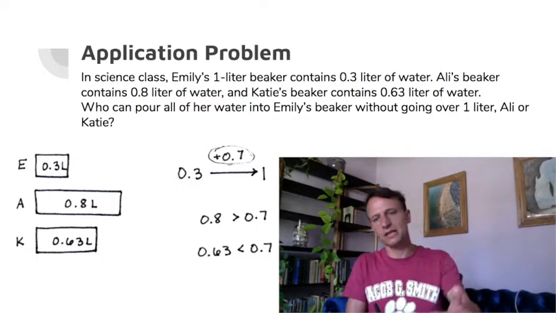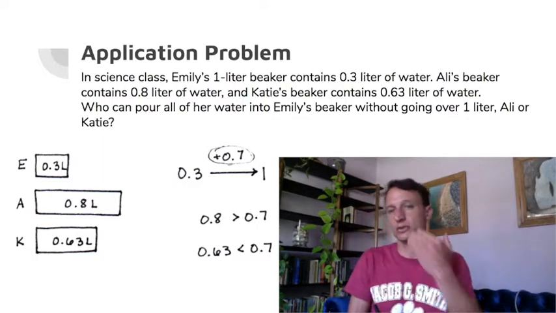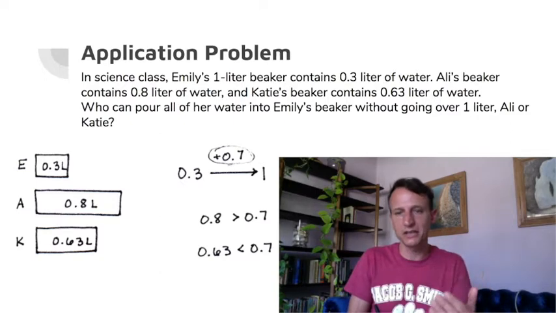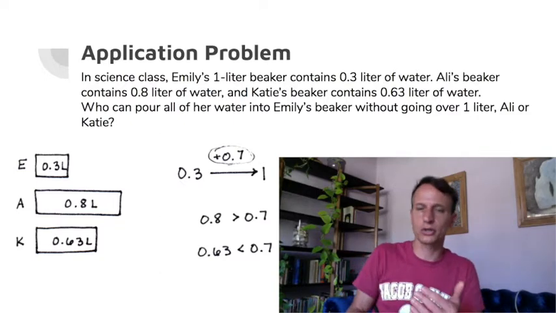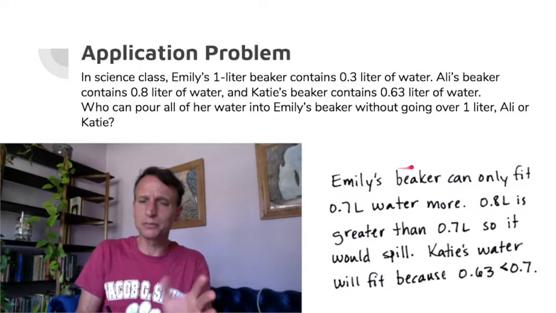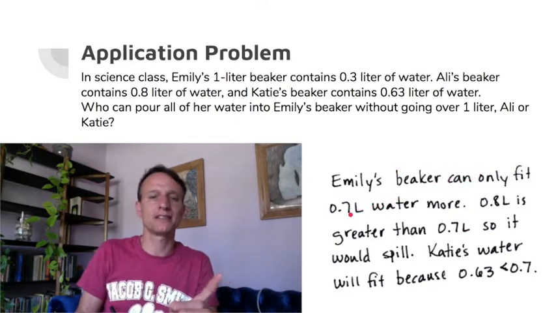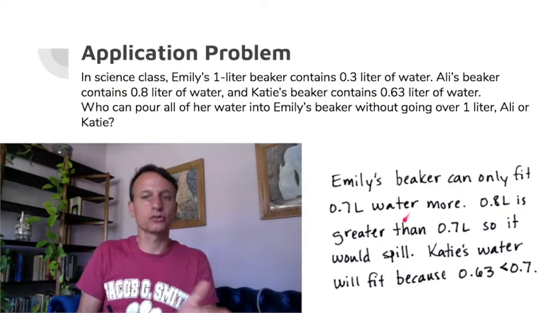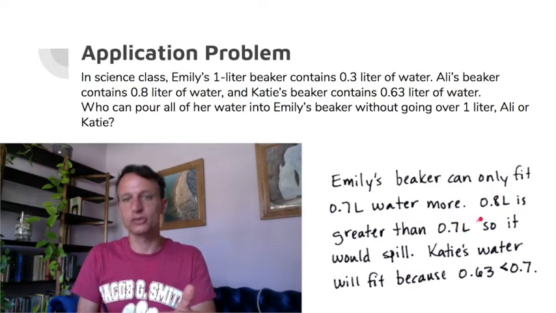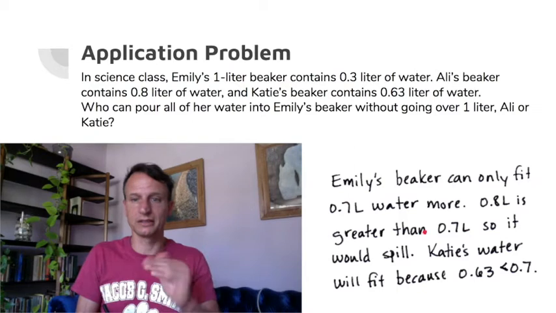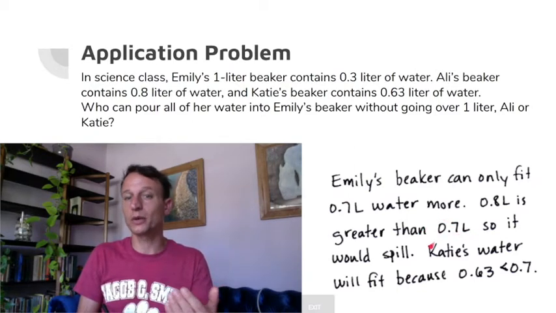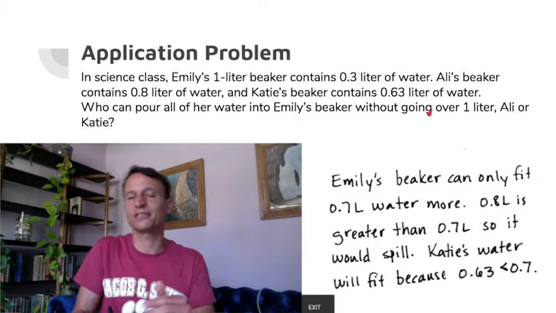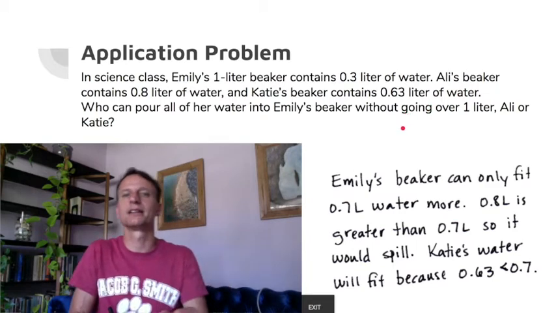If you're taking a test, or just speaking out loud and explaining yourself, this would be a good explanation. So good, I'm going to read it. Emily's beaker can only fit 7/10 liter of water more. 8/10 liter is greater than 7/10 liter, so it would spill. So, not Allie. Katie's water will fit because 63 hundredths is less than 7/10.